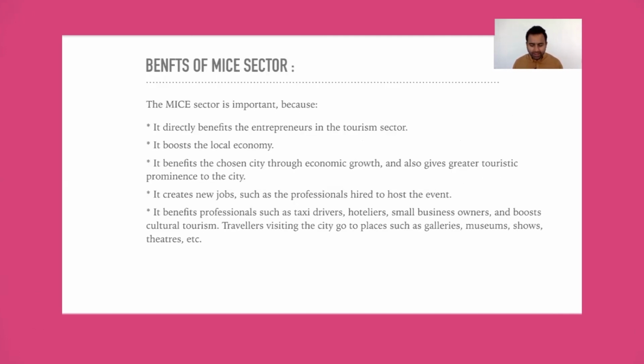Why has it been put together, and how is it? I told you, meetings and conferences do happen in your city. They're called meetings and conferences, but when it happens in a destination, it comes under MICE. Incentives and similarly exhibitions. So what is the benefit? Why did this acronym come into place, and what are the benefits that they offer? The direct benefit is very simple. It directly benefits the entrepreneurs in the tourism sector.